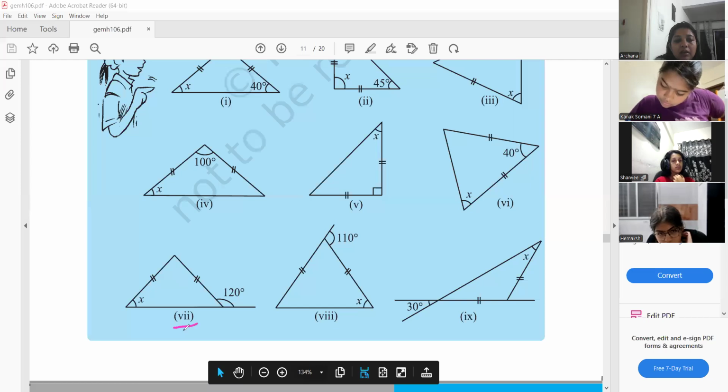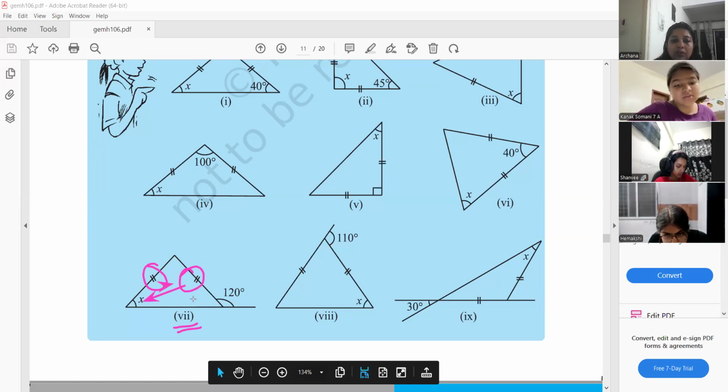Okay. Kanak, it is your turn now. Question number 7. Yes, ma'am. So again, whenever you see these two symbols, the first thing you're going to identify is the opposite of these two angles are equal in measure. Okay? Till here you understood?